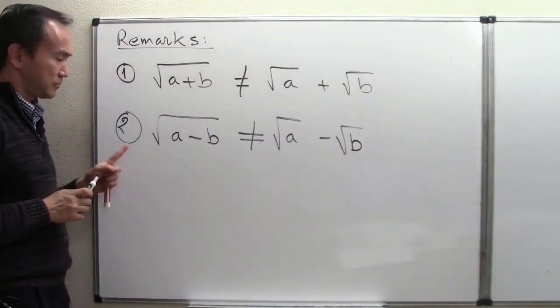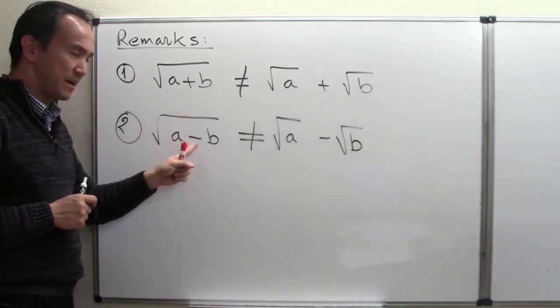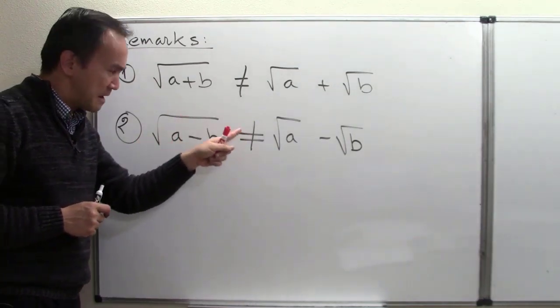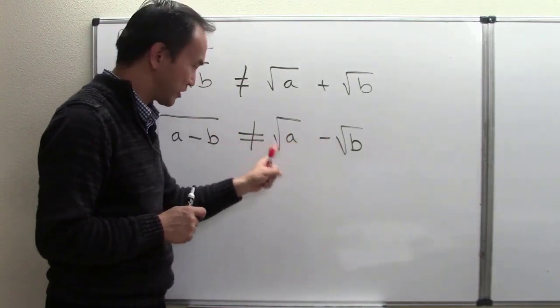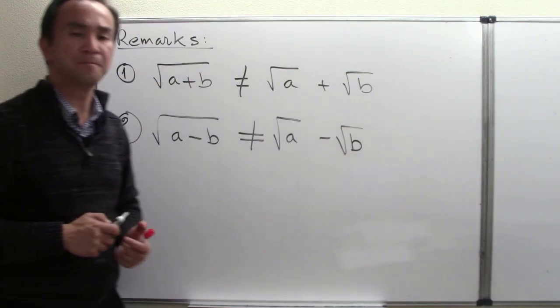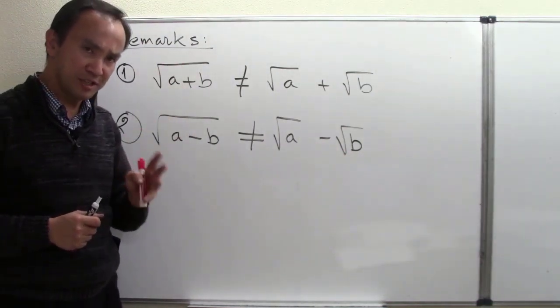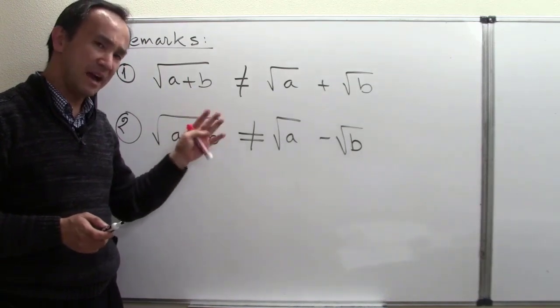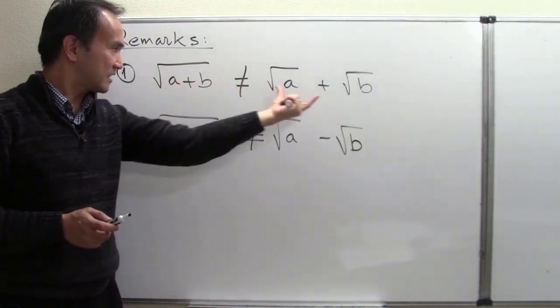All right, so the second remark I want to bring in here: the square root of a difference a minus b is generally different from the difference between the two square roots, square root of a and square root of b. Okay, so these are the two remarks that you generally have to always keep with you right here, because I keep having my students falling into this trap and mistakenly setting that equal with this.